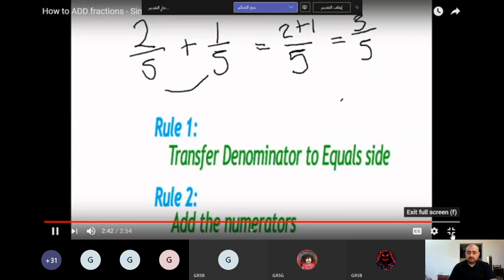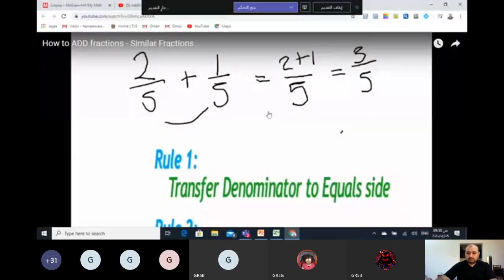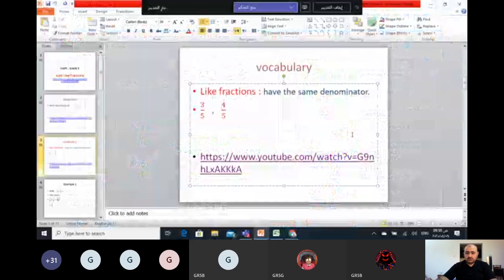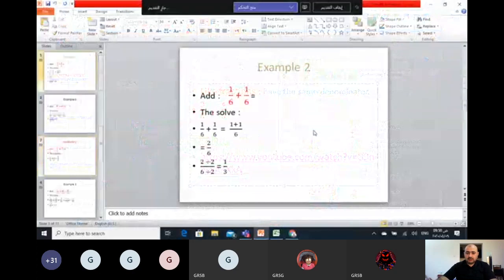Well, in the next video, I'm going to set up a few examples for you to try and see if you're able to master. Okay, this is the rule how to add like fractions.